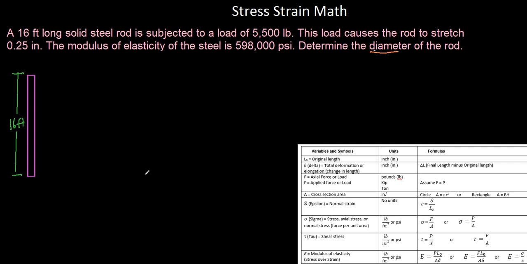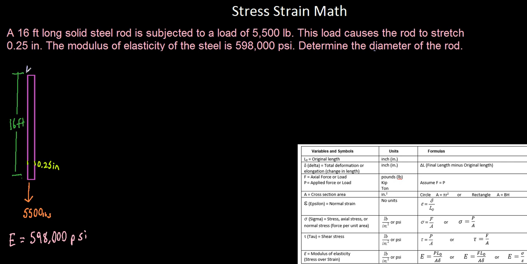Okay. So we got 5,500 pounds going downward, and I like to draw a picture as I work, just so I can picture it. And then let's go ahead and elongate this a little bit. Let's give an elongation of a quarter inch. So this stretches it out a little bit of 0.25 inches. And we know the elasticity equals 598,000 pounds per square inch.